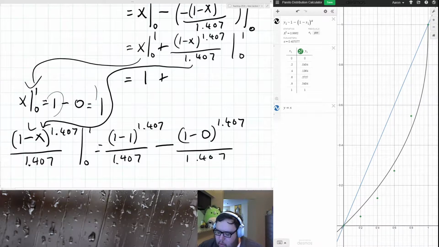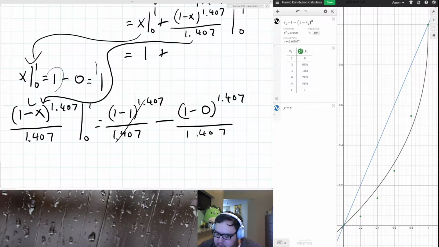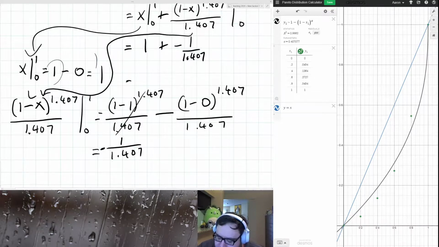This part here, 1 minus 1 is 0, so this part's just going to disappear. This part here, 1 minus 0 is 1. 1 to the power of anything is just 1, so this is 1 over 1.407. Sorry, negative 1 over 1.407. So this is 1 plus negative 1 over 1.407. And finally, we can figure out what that is.